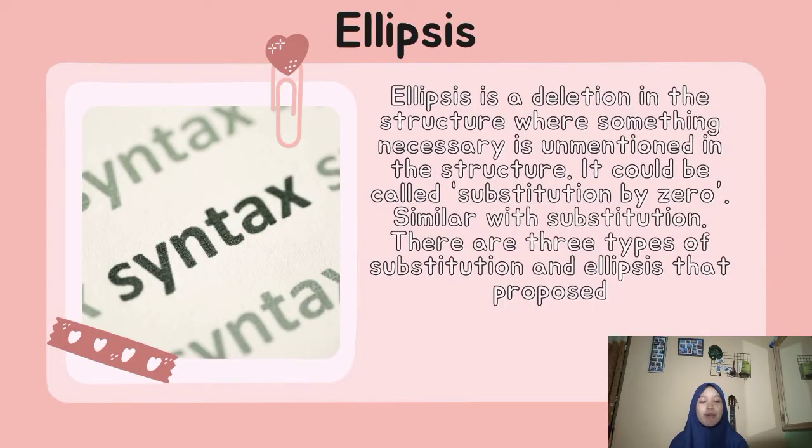Hello everyone, I'm Eva Nurulpazila from the Substitution group, and in this section I will continue the explanation about ellipsis material. Ellipsis is deletion in the structure where something necessary is unmentioned in the structure. It could be called a substitution by zero. Ellipsis juga dapat dikatakan sebagai penghapusan atau penghilangan. Similar to substitution, ellipsis has three types, namely nominal ellipsis, verbal ellipsis, and clausal ellipsis.